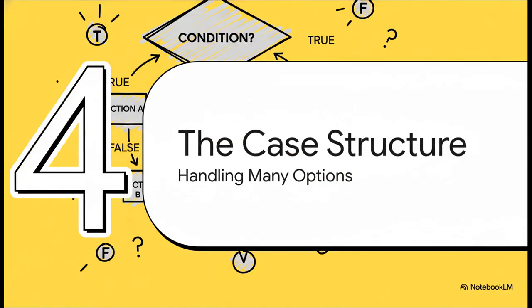So we've seen how to handle one choice and how to handle a choice between two different paths. But what happens when you have a whole bunch of different specific options? Think of a menu at a restaurant or an ATM. For that, we have another fantastic tool, the case structure.